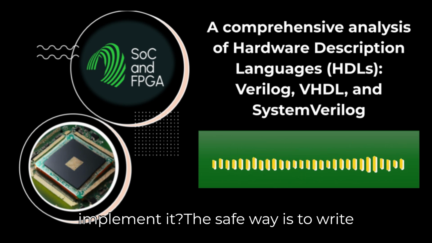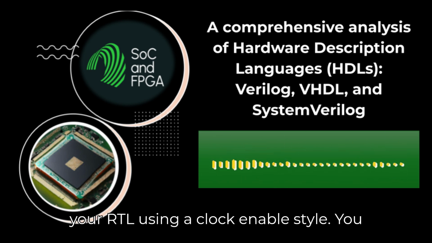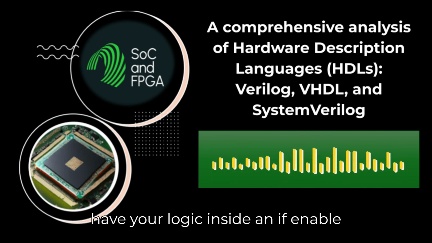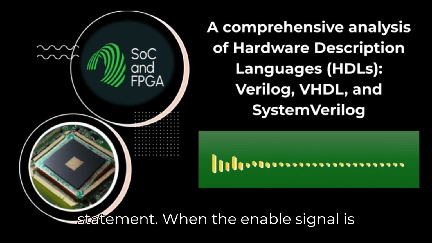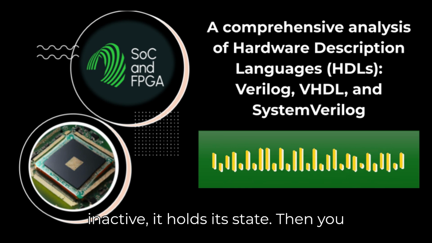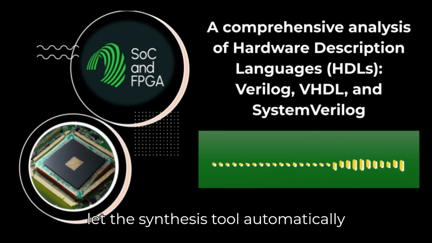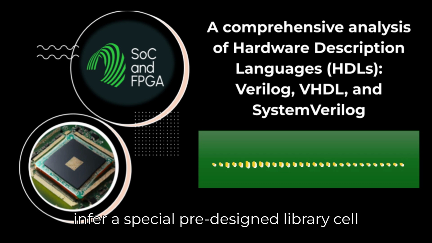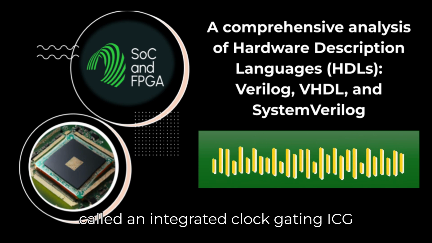The safe way is to write your RTL using a clock enable style. You have your logic inside an if enable statement. When the enable signal is active, the logic updates. When it's inactive, it holds its state. Then you let the synthesis tool automatically infer a special pre-designed library cell called an integrated clock gating, or ICG, cell.